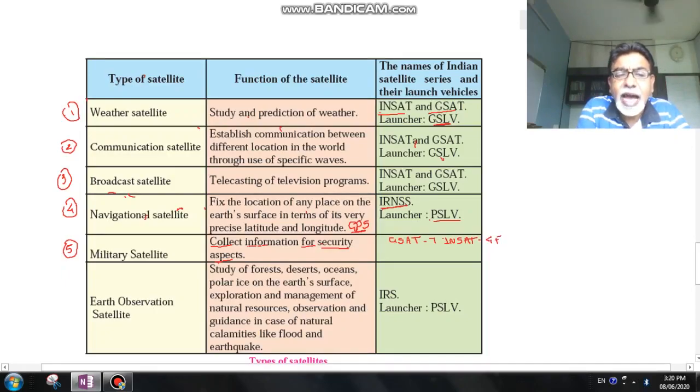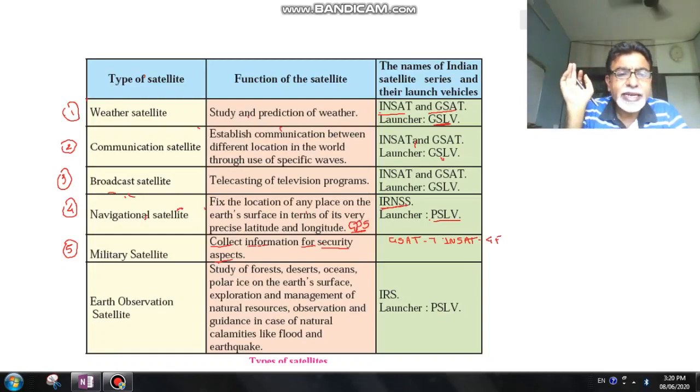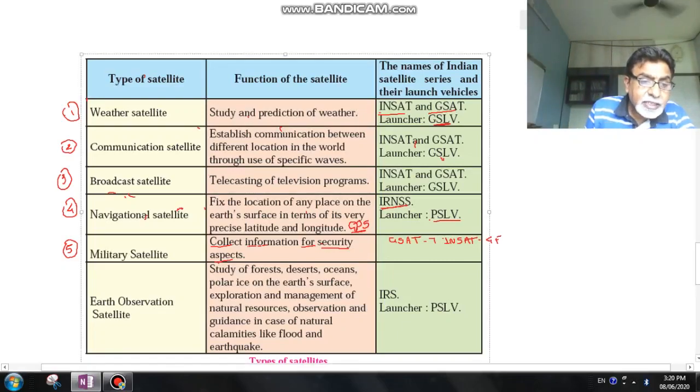These satellites are collecting the security information aspect, जे आहे मिलिटरीशी रिलेटेड, ती इन्फॉर्मेशन कलेक्ट करण्याचं काम हे सॅटेलाईट करतात. यांना आपण मिलिटरी सॅटेलाइट्स असं म्हणतो. सो दिस इज द 5th टाईप ऑफ सॅटेलाइट. द 6th वन इज वॉट?